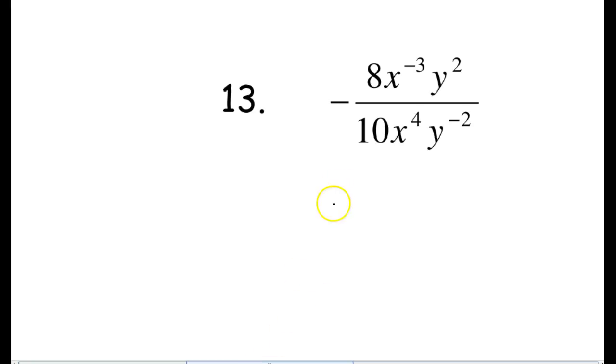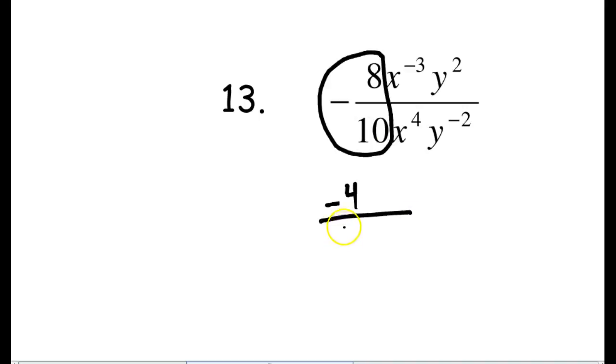All right, lastly, 13. One more time. Should be enough practice. You should be really good at this by now. And it's so repetitive. Once you get the hang of it, it becomes almost boring, which is good. That means you know how to do it. So let's divide top and bottom by, let's say 2 goes into both. So 8 divided by 2, 10 divided by 2.